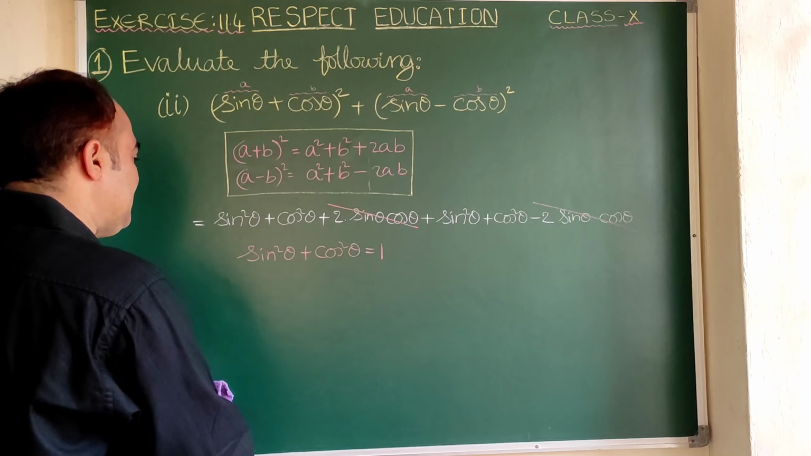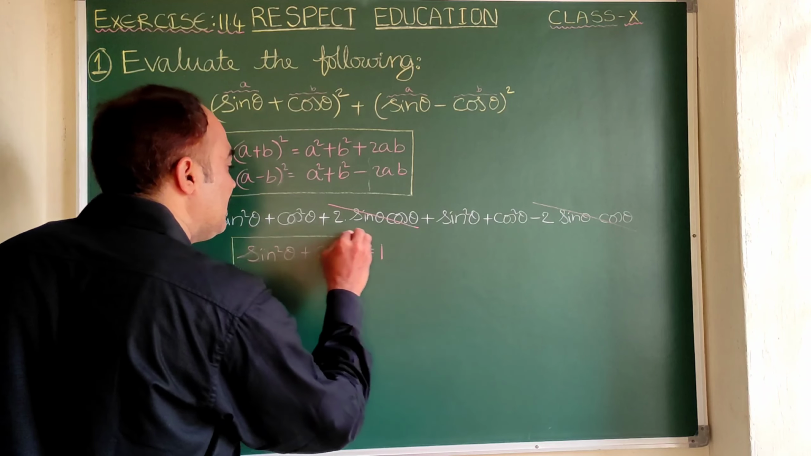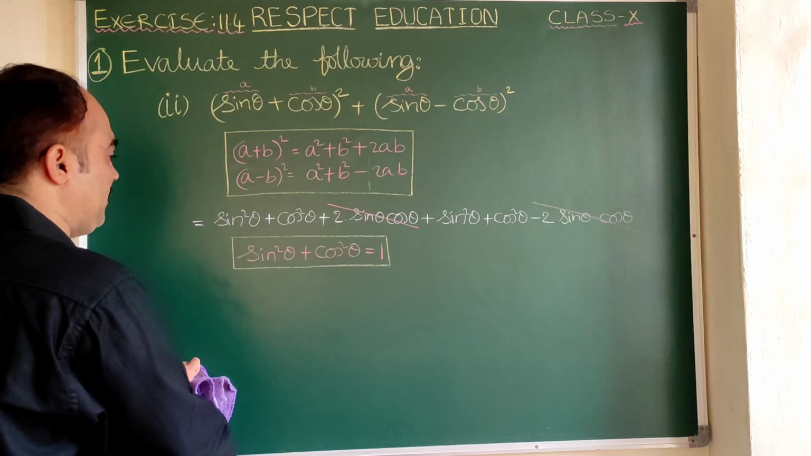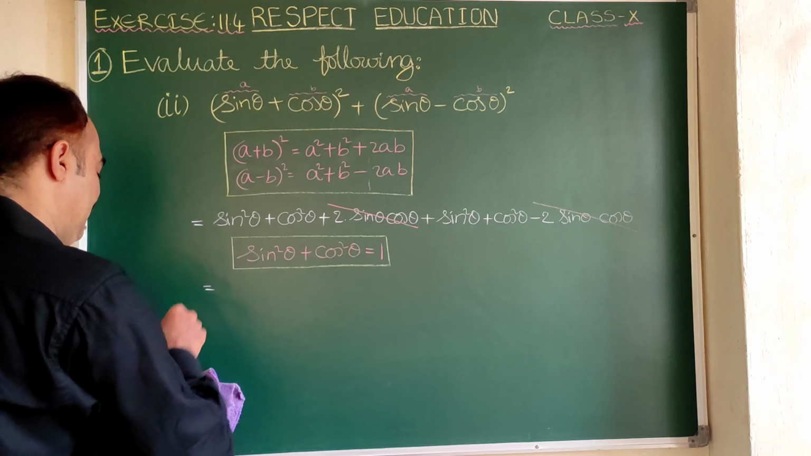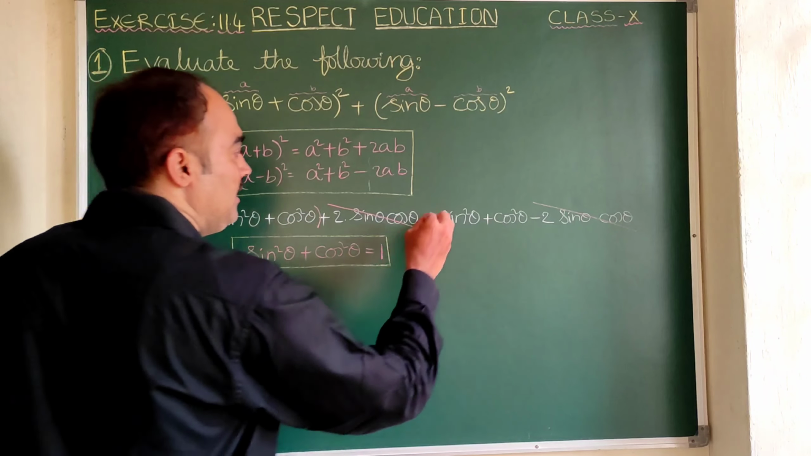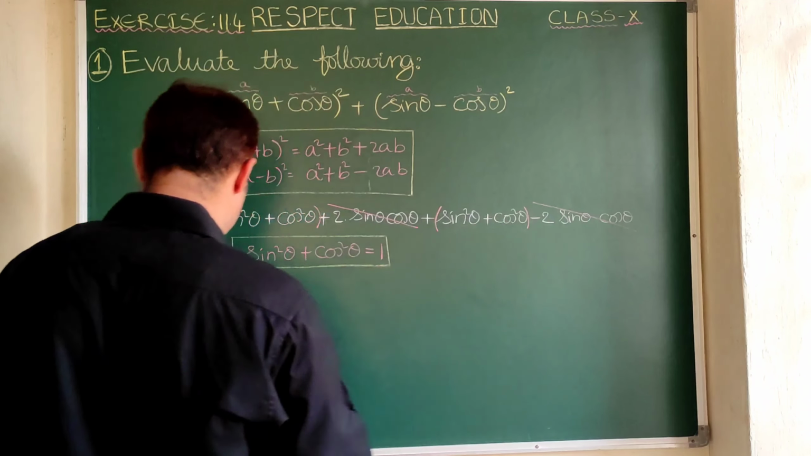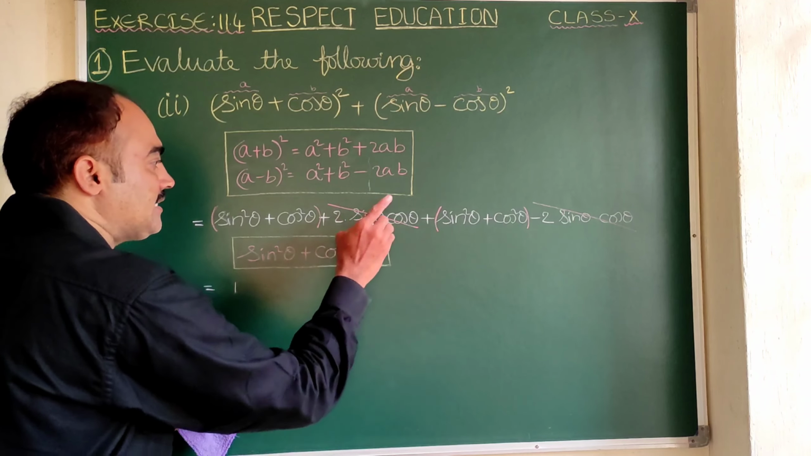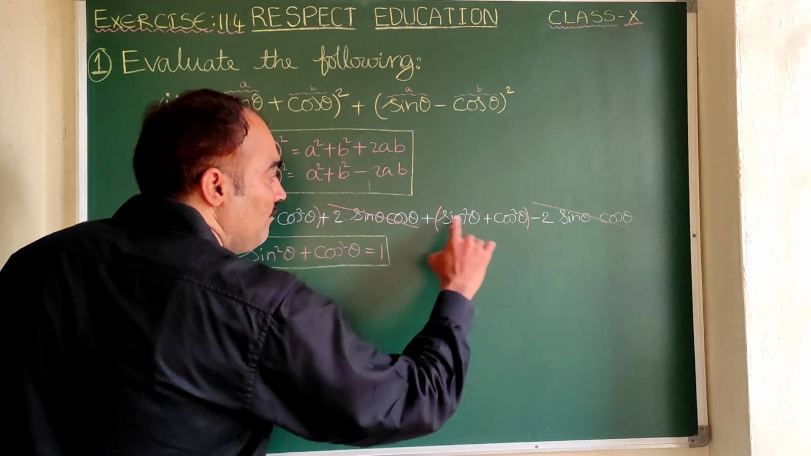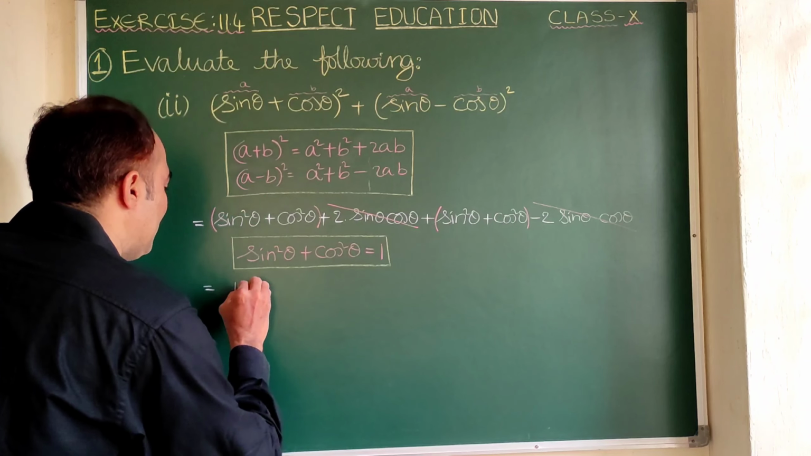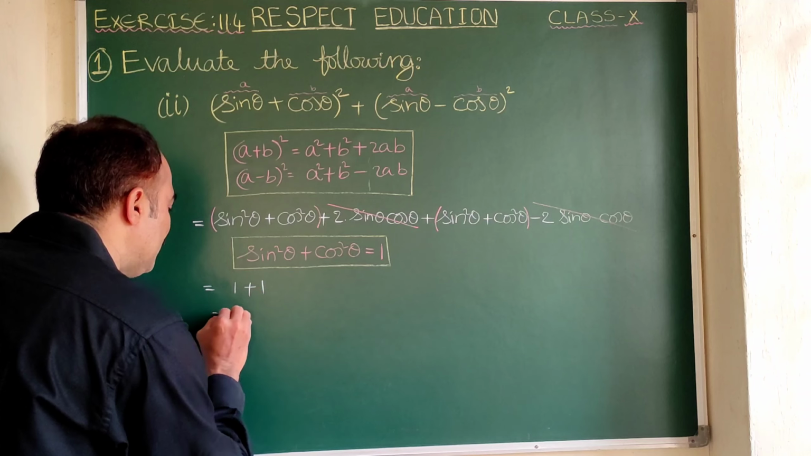So let us replace sin square theta plus cos square theta with 1 in the previous step. Observe carefully, this is sin square theta plus cos square theta. Here also sin square theta plus cos square theta. Now this can be written as 1. It is cancelled. This can be written as 1. Which one? Sin square theta here plus 1 or minus 1? Plus 1. Now here 1 plus 1 is 2.